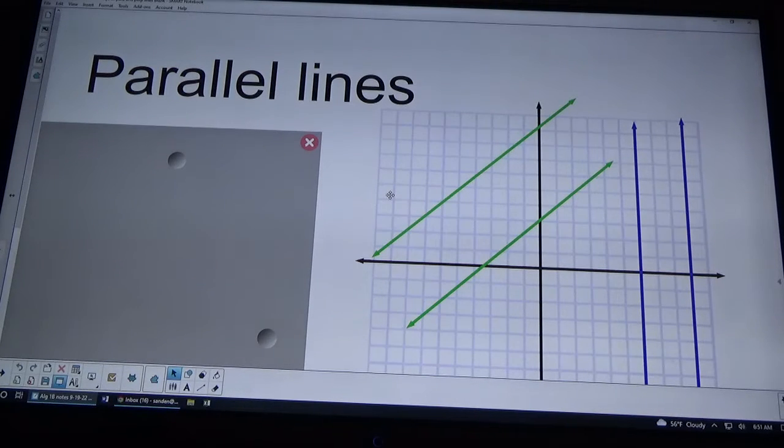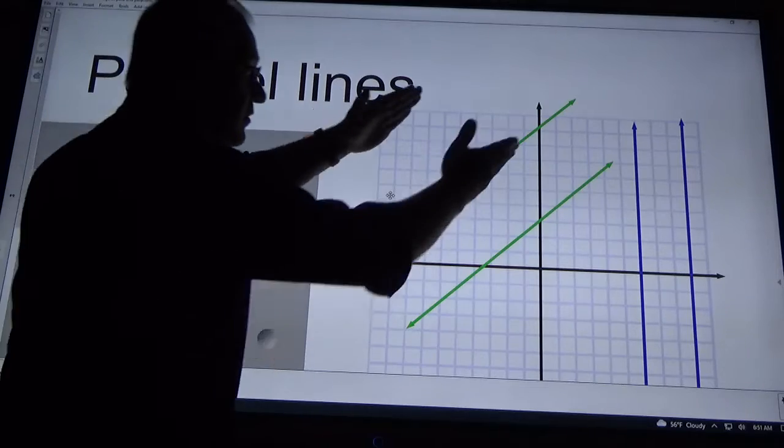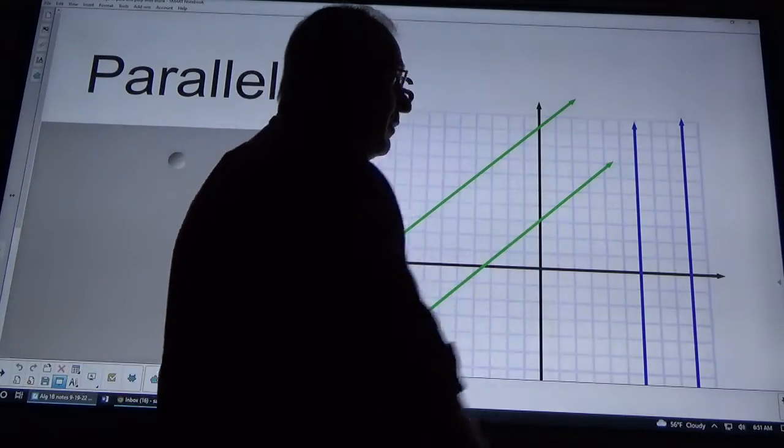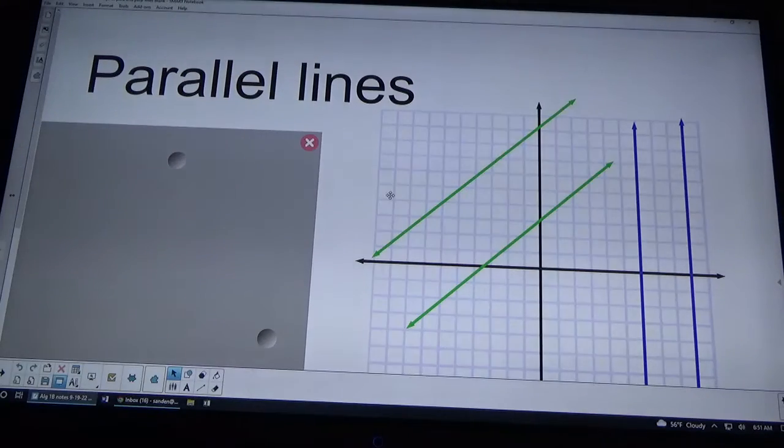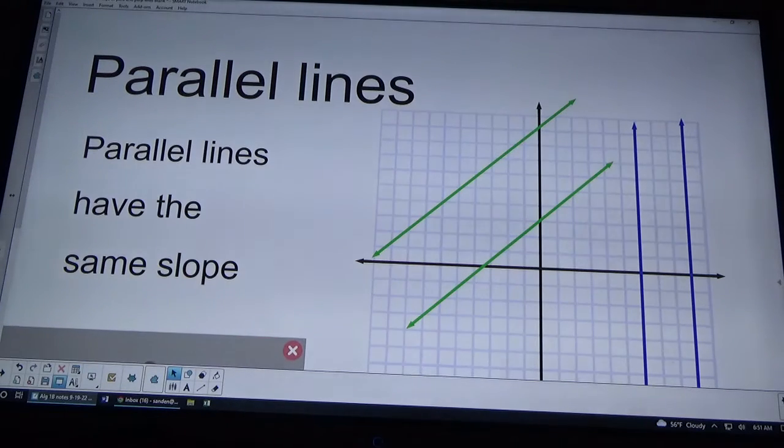Welcome. Today we're going to talk about writing equations of lines that are through a particular point and parallel or perpendicular to a particular line. So the big thing about parallel lines, you can see the green are parallel, the blue are parallel. Parallel lines specifically not only don't touch, but have the same slope.